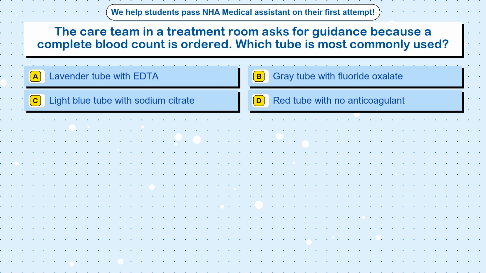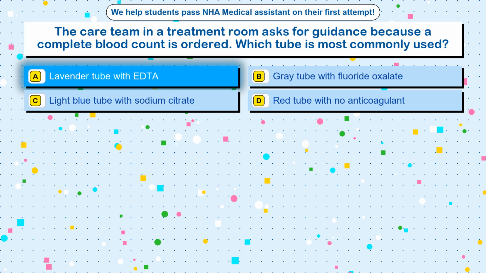Question 30. The care team in a treatment room asks for guidance because a complete blood count is ordered. Which tube is most commonly used? Option A. Lavender tube with EDTA. Option B. Gray tube with fluoride oxalate. Option C. Light blue tube with sodium citrate. Option D. Red tube with no anticoagulant. The correct answer is option A.